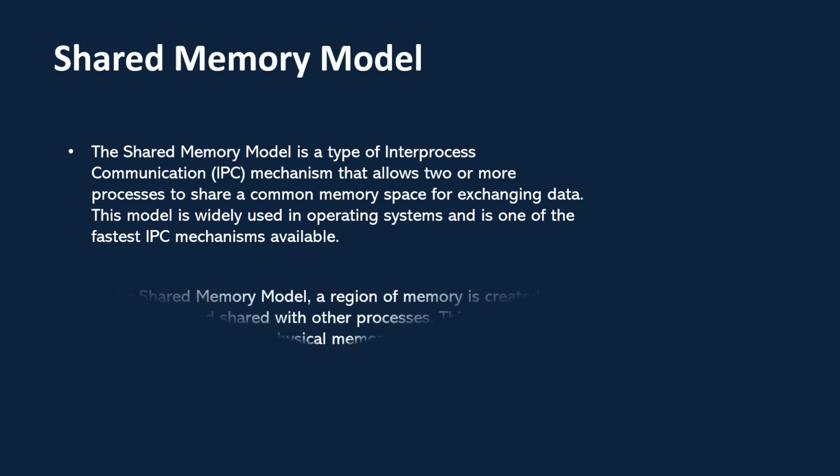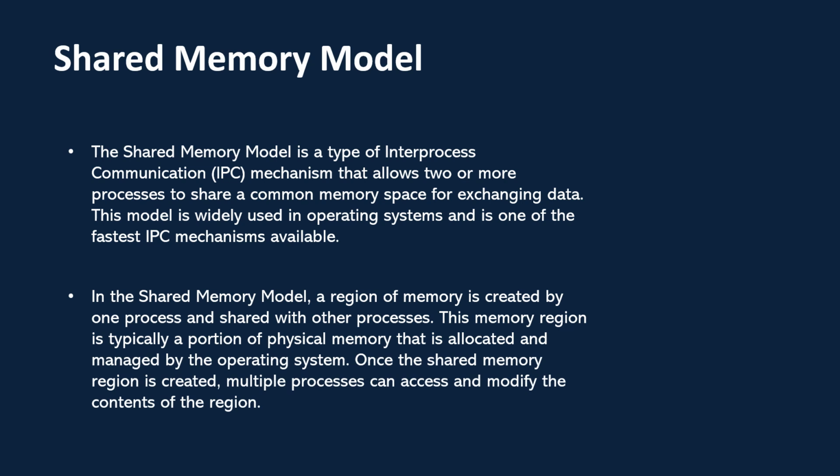If we understand it more simply, this common memory space is provided, which both processes share, and through this memory space both processes communicate with each other and exchange data, and it is one of the fastest IPC mechanisms available for interprocess communication. And the created memory space which the processes share with each other is created by a single process.